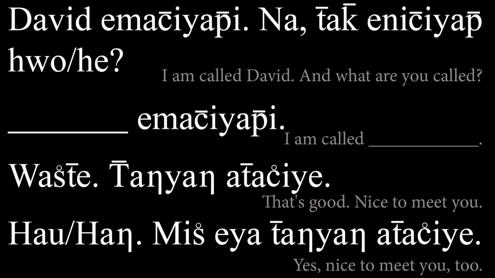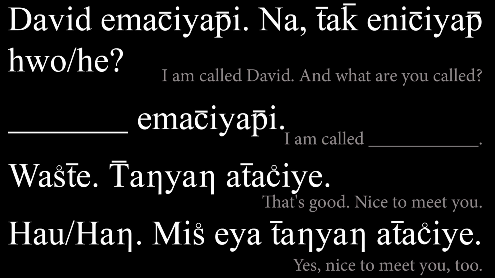First of all, let me go through the words. David, that's me. Emachiapi means I am called, and a lot of times people will use this word for what is your name, but to say what is your name would involve different words. I don't want to go through that because this word is what you hear among fluent speakers. Emachiapi. This is the word for I am called.